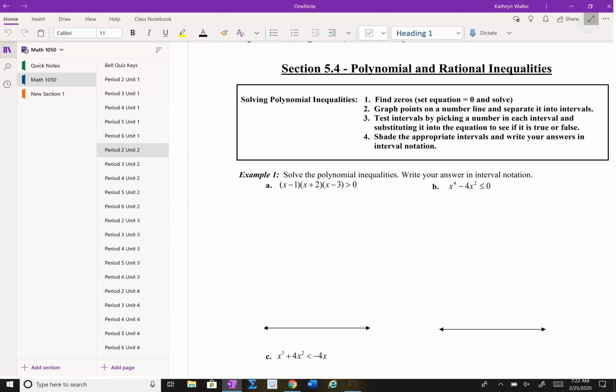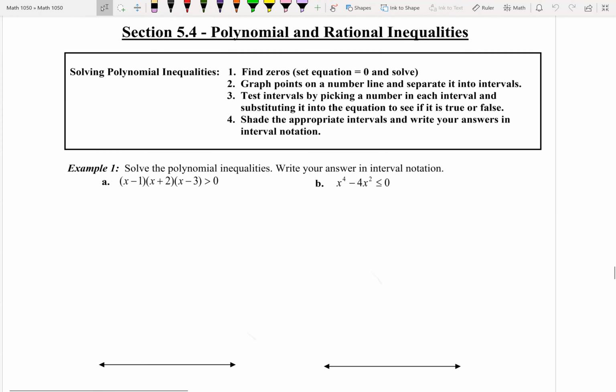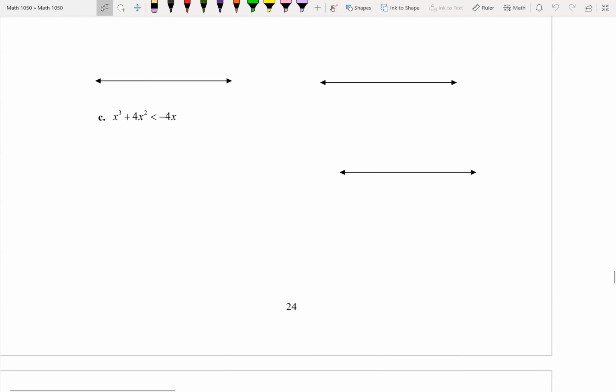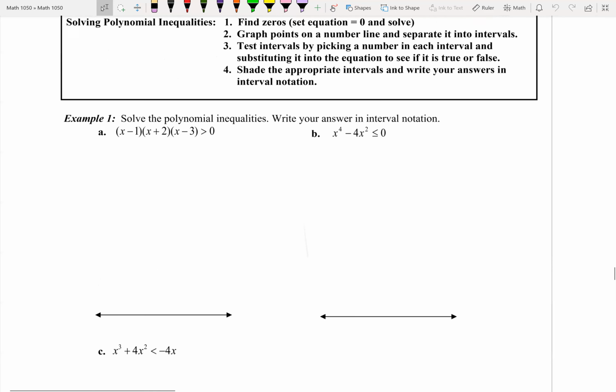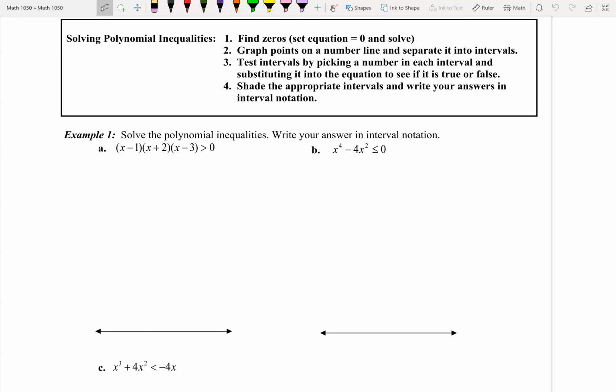All right, guys. So this is lesson 5.4, and here we go. These first three problems right here are actually review. They're critical numbers type 1. The reason you can tell that is because if you look at question 1a, if you multiplied that out, you'd have an x to the third, and you have an inequality, so it's critical numbers type 1.